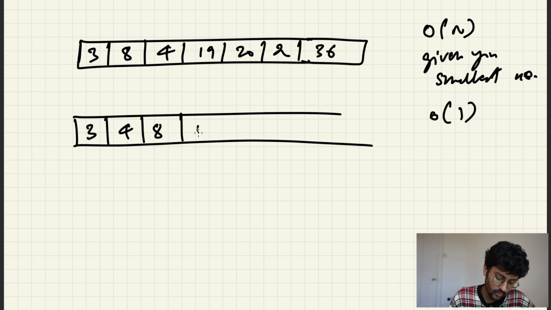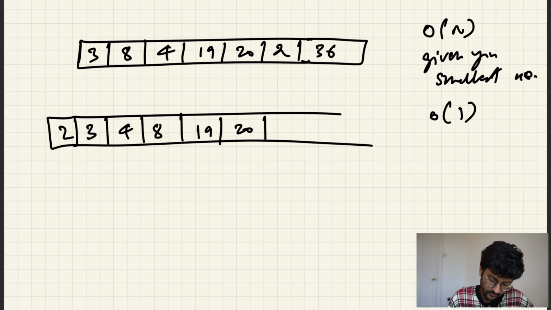Like insert 19, okay, added. Insert 20, added. Insert 2, okay, added, but now it's unsorted, so sort it. Insert 36, added, and so on and so forth. Now I'll be like, okay, give me the smallest element. You can now give it in constant time because it's the element at the 0th index.